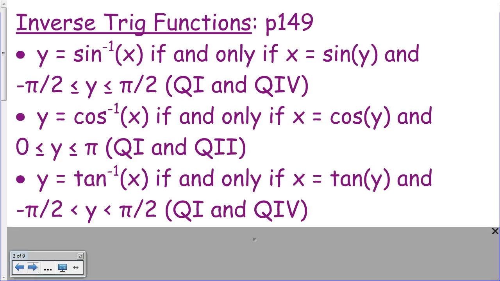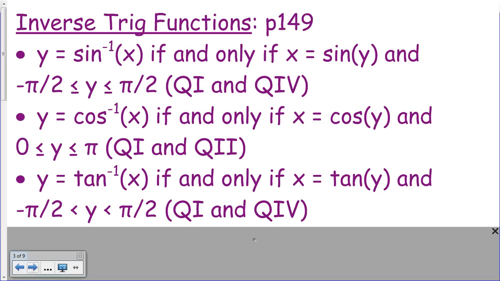And the third one here is y equals tangent inverse of x, if and only if x is equal to the tangent of y. Again, you'll see that's the same verbiage we're using throughout each of these. However, the range is changing slightly for each one. For tangent inverse, the range is from negative pi over 2 to positive pi over 2, not including the endpoints there. That's because of the fact that tangent's undefined at those endpoints. You have vertical asymptotes there.